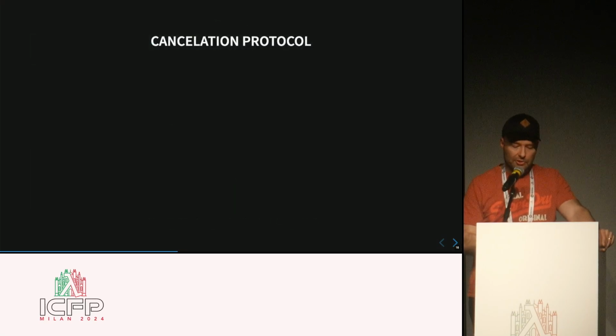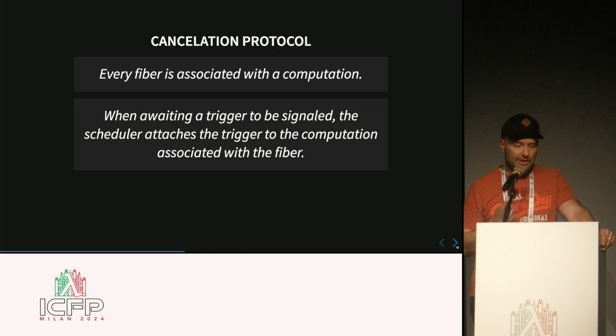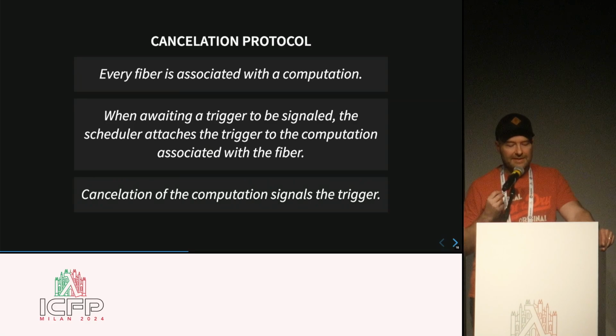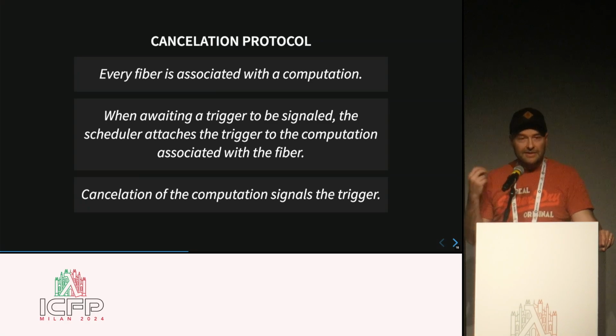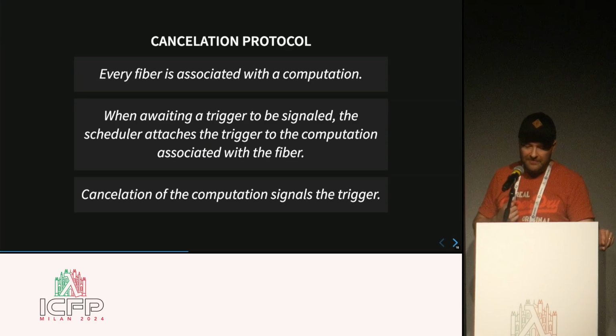So the cancellation protocol is fairly simple. The idea is that every fiber is always associated with a computation. And when you await for a trigger to be signaled, the scheduler attaches the trigger to the computation associated with the fiber. So what that means is that if the computation is completed, canceled, or returns, then the trigger will be signaled. And that allows the await to unblock, and the fiber will basically then terminate.